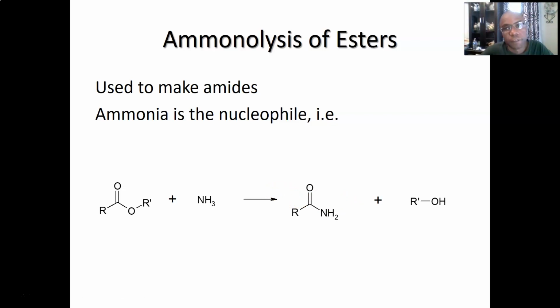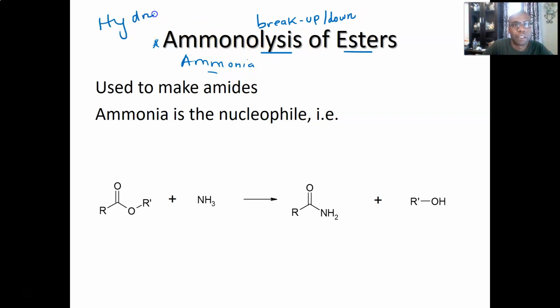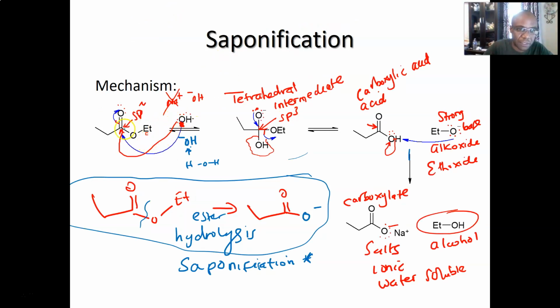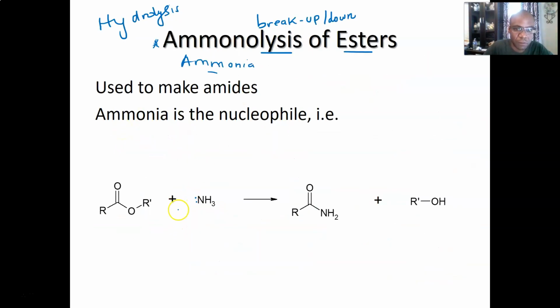Okay, so there's another reaction called ammonolysis. As you can tell from the name, you're gonna use ammonia to break down the esters, because lysis, as in biology, is just break up or break down. Okay, using ammonia this time. We are not using water. If it was water, we'll call it hydrolysis, but you're using ammonia. So just like OH minus did, here, ammonia can do it, although at a slower rate.